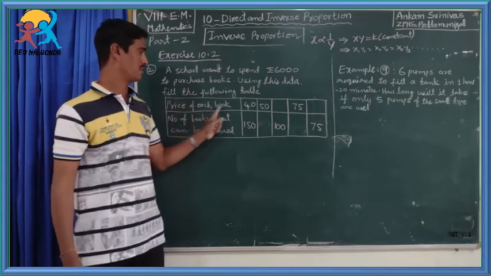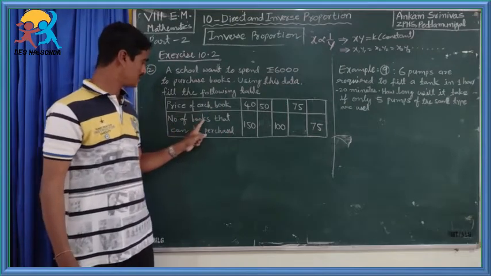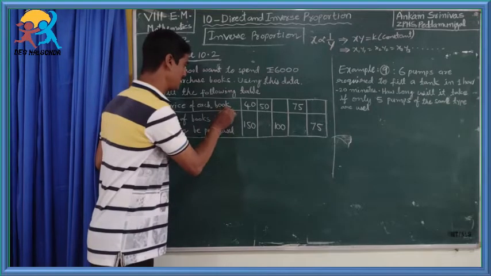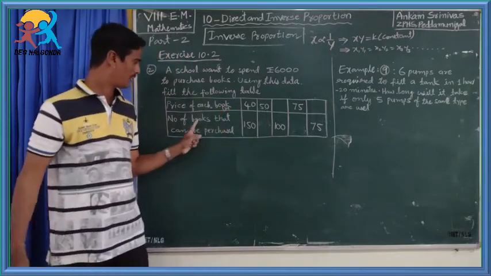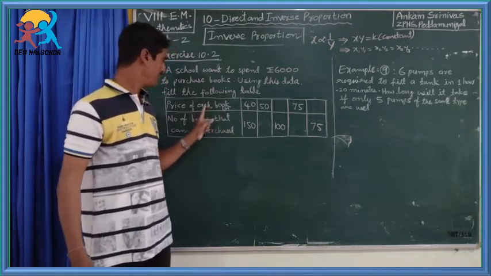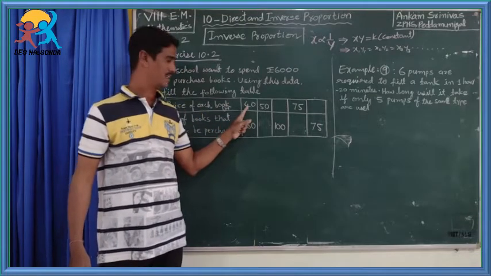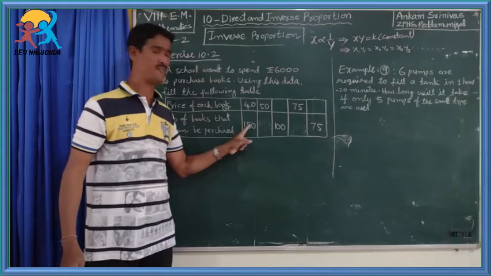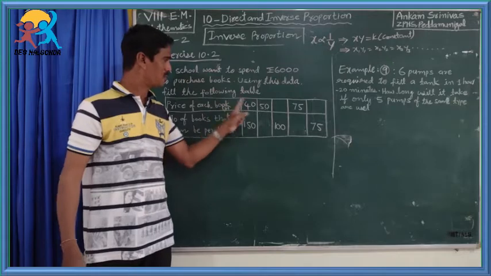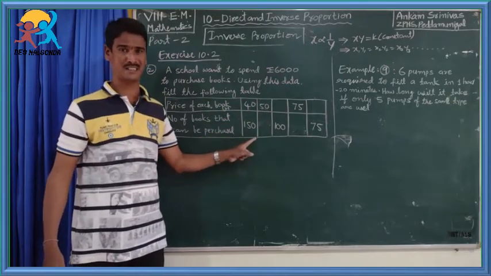Price of each book in rupees, number of books that can be purchased. Here the price is given in rupees, and the number of books that can be purchased. If each book costs 40 rupees, then we can get 150 books. If the cost of each book increases, the number of books will decrease.